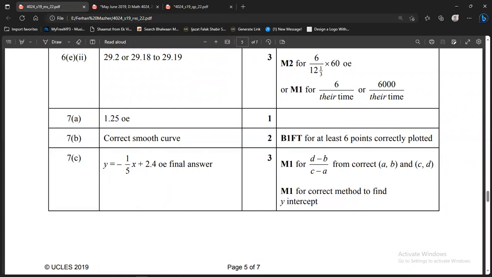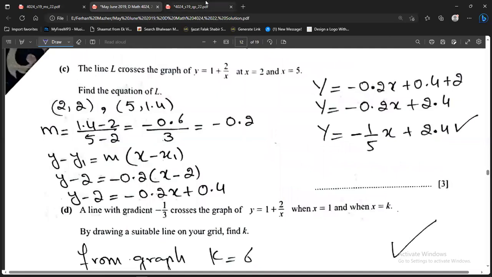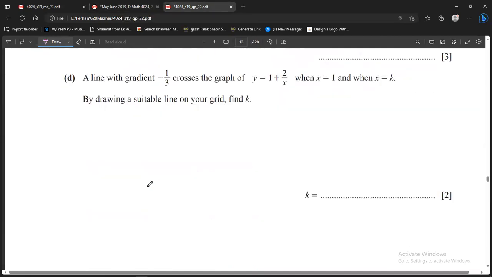So this whole thing is good. Then the next question is: the line with the gradient minus 1 by 3 crosses the graph of y equals 1 plus 2 by x when x equals 1 and when x equals k. By drawing a suitable line on your grid, find k.